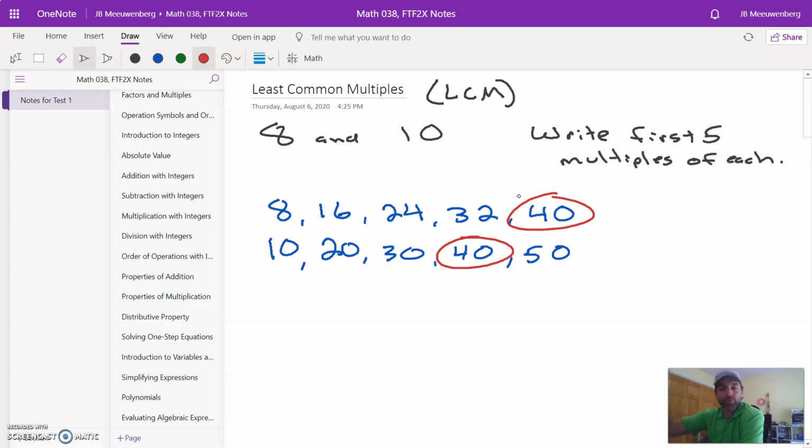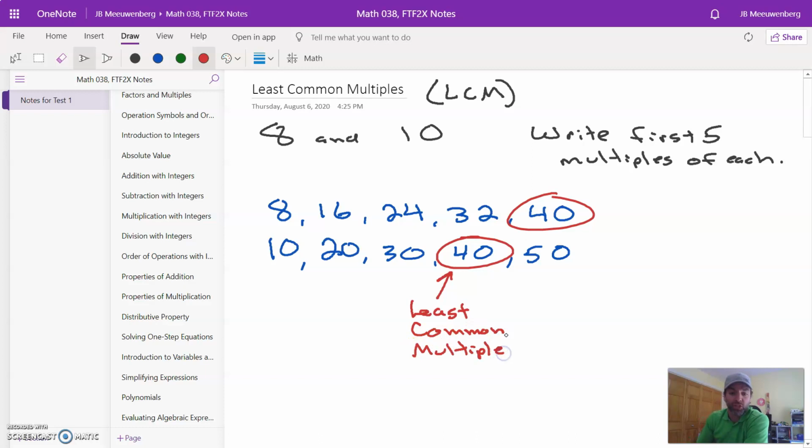So then the question is, are there more? Well, if we kept going in our list, what you would find is that the next intersection point, the next common multiple would be 80. And after that, it would be 120. Every 40 numbers, 8 and 10 sort of converge. And so those are all common multiples. What we see here is the least of those, the smallest of those, the least common multiple.